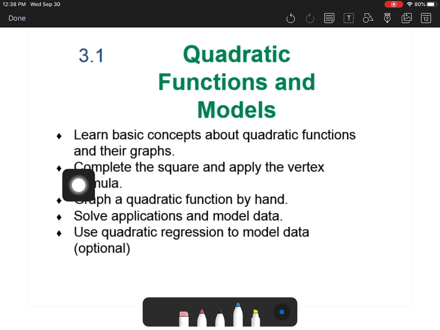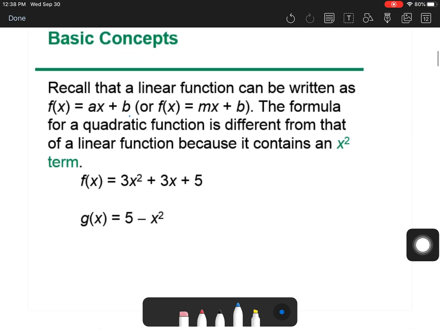All right, so what we're going to look at here, we're going to learn some basic concepts about quadratic functions and their graphs, what the parabolas look like and their characteristics. Complete the square and apply the vertex formula. So for finding the vertex, putting it into vertex form, there's two ways. You can complete the square or apply the vertex formula. We'll take a look at both of those. Graphing them by hand, and then there are some application problems.